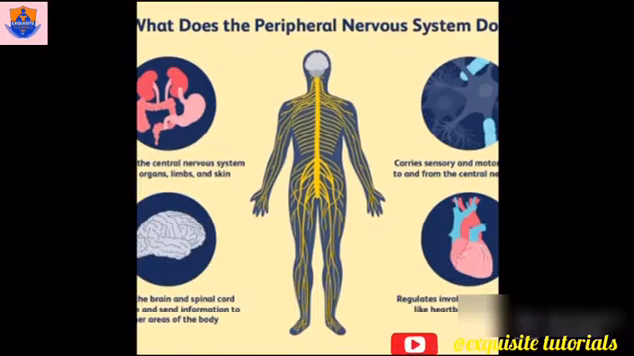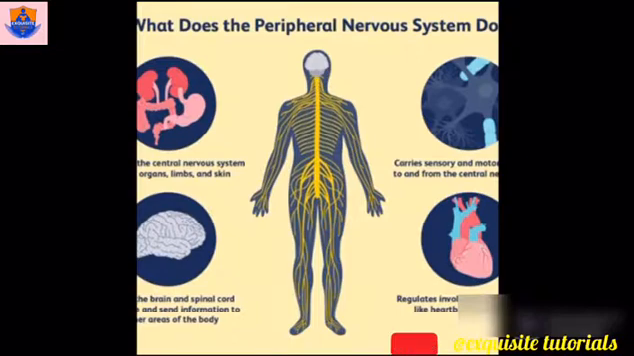Now, the sensory somatic nervous system consists of cranial and spinal nerves, and they transmit impulses from the central nervous system down to the skeletal muscles of the body. While the autonomic nervous system consists of sensory and motor neurons running between the central nervous system.